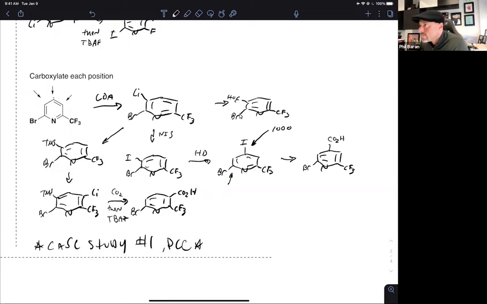Question from the outside? Is it known on pseudohalides in addition to halogens? Oh, halogen dance does not occur on pseudohalides. So tosyl groups don't migrate. No. Yeah, good question. No, this is limited. Halogen dance is limited to halogens, at least to my knowledge.